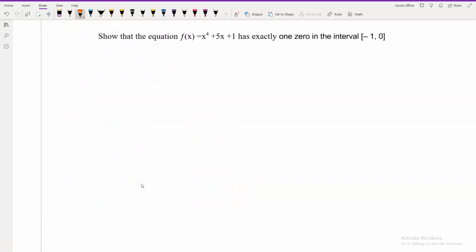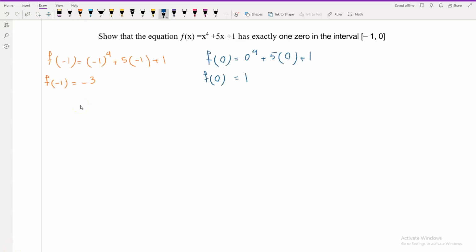Show that the equation f of x equal to x to the 4th power plus 5x plus 1 has exactly 1 zero in the interval -1, 0. So here we have a closed interval. First we have to evaluate our function based on what we have for endpoints -1 and 0. So finding f of -1 and f of 0. Here f of -1 is equal to -3 and f of 0 is equal to +1.